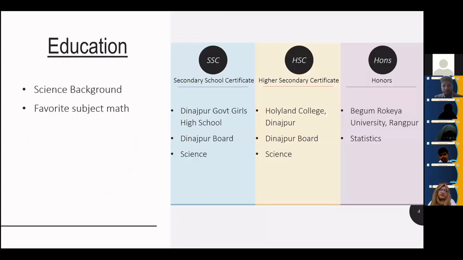As for my education, I have passed my secondary school certificate and higher secondary certificate exams from Dinajpur board. As I always had a science background, I chose to pursue my honors in statistics.